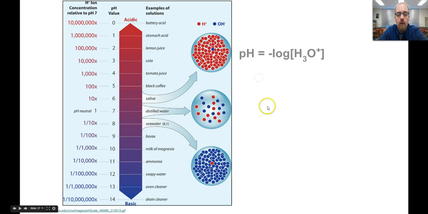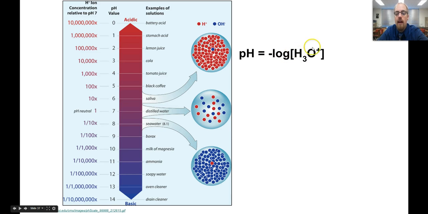So let's look at some examples of how to calculate the pH. Since pH is a logarithmic scale, we can use the equation to calculate the pH: pH is equal to the negative log of the hydronium concentration.